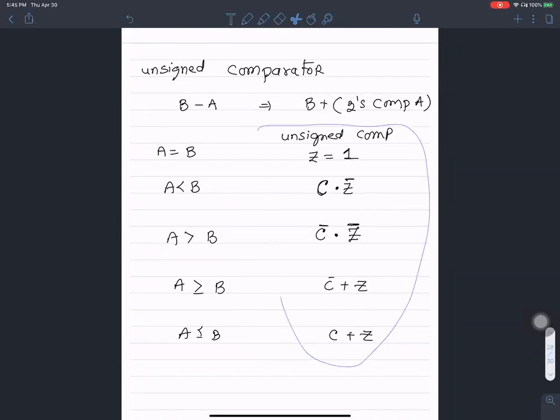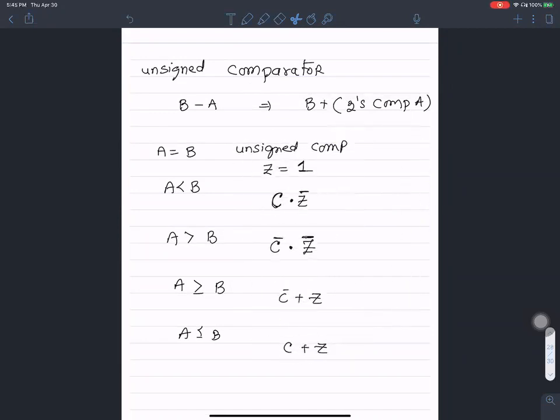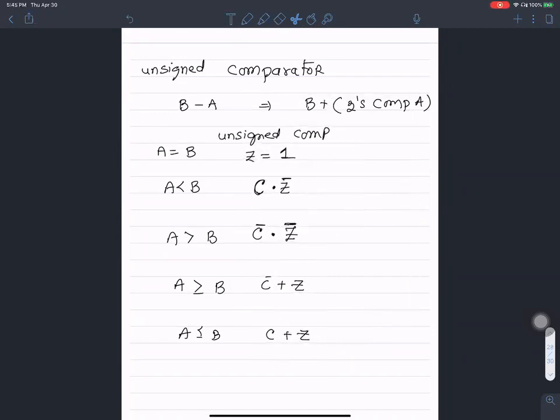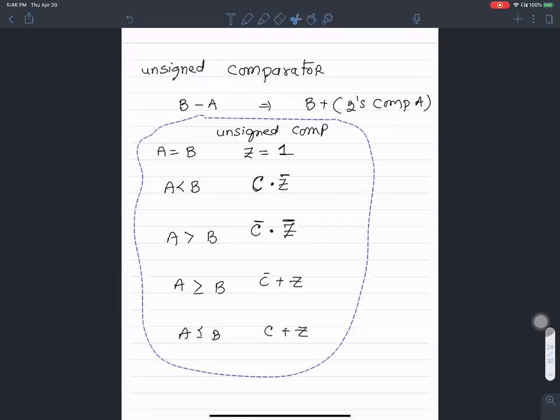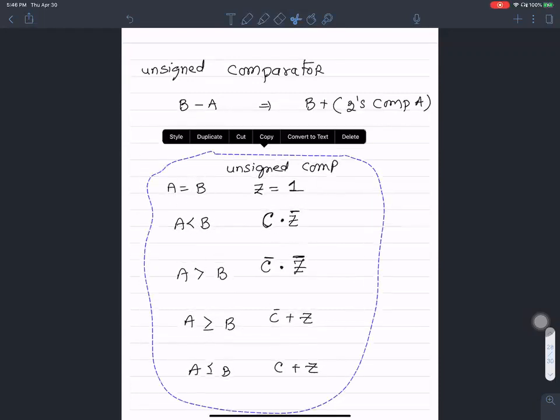Questions, please. What questions do you have at this point? Professor, yes, I have a question. I didn't understand how you generated the 2's complement by using an inverter.